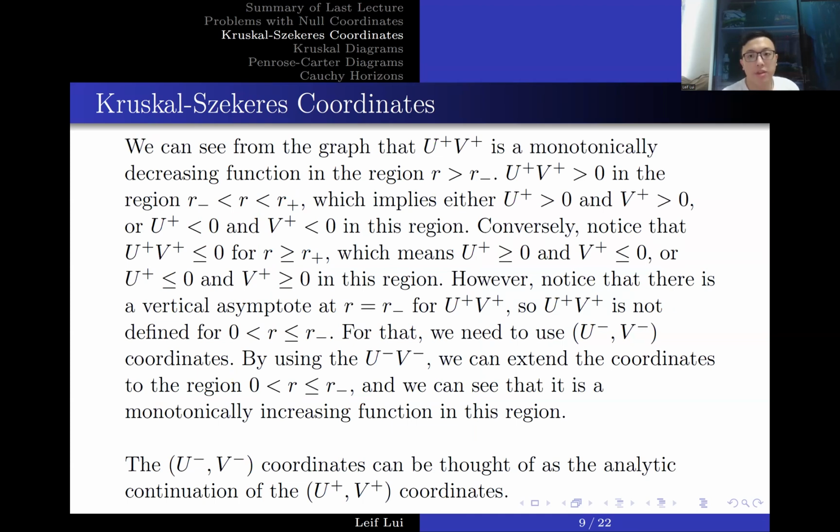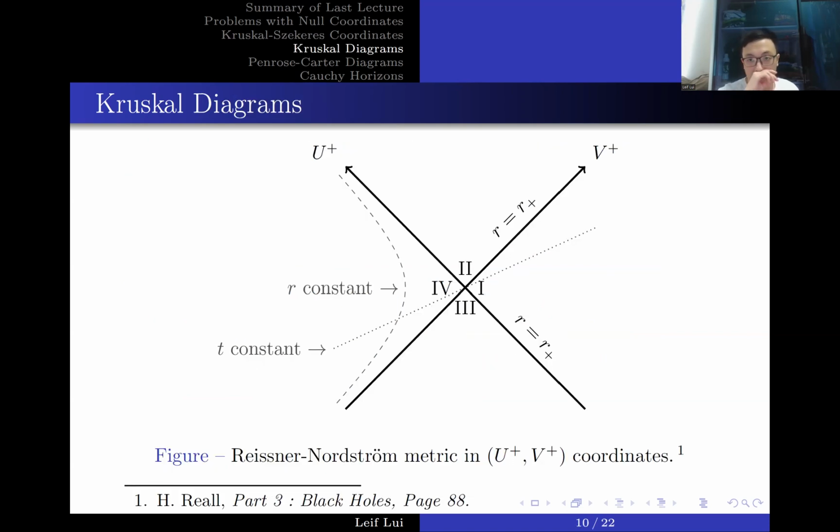And what you can think of is that the u minus and v minus coordinates are the analytic continuation of the u plus and v plus coordinates in the region where the u plus and v plus coordinates are not defined. So I've shown you how to draw Kruskal diagrams before, and essentially this is the same in Reissner-Nordström space-time. But what you can notice in this graph, this is for the u plus and v plus coordinates. So the r plus region is defined by, as mentioned before, right?